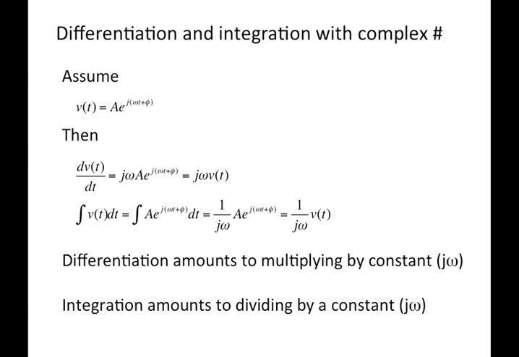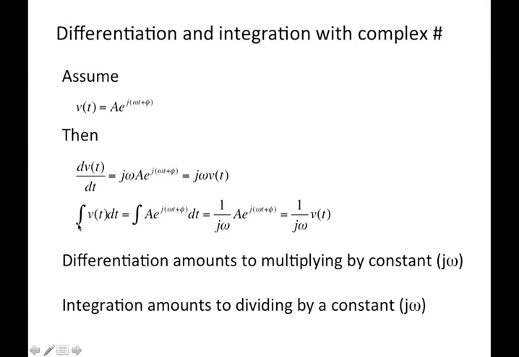So let's look at one other thing. It turns out that if you differentiate and integrate with complex numbers, it amounts to multiplying by a constant. So let's see how that would work. So first, assume that the voltage we can write as some oscillatory function in polar form. So this function oscillates, and that's the potential. And then we take the derivative. So the derivative of an exponential is just going to be j omega in this case. And so we just get the derivative of the potential, which is going to be j omega times the potential.